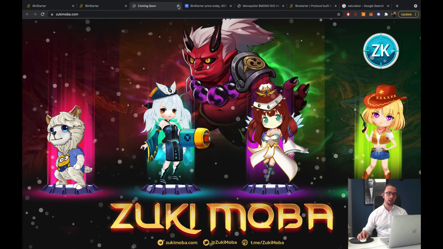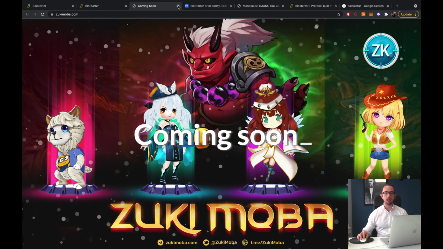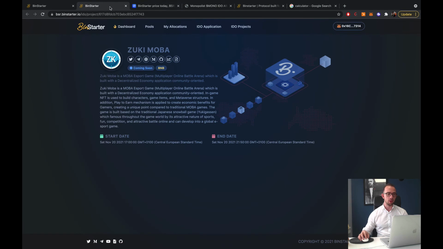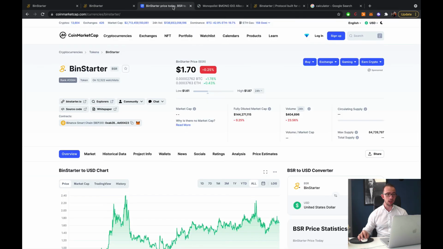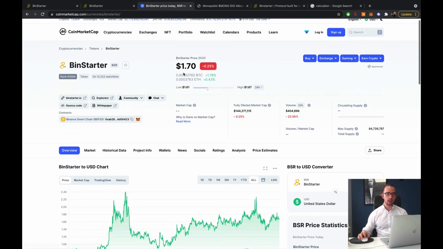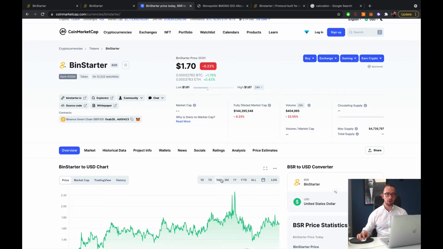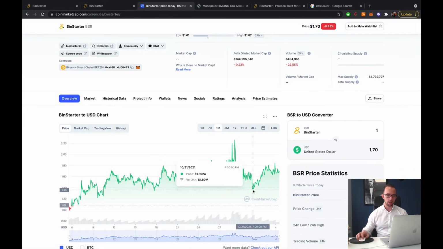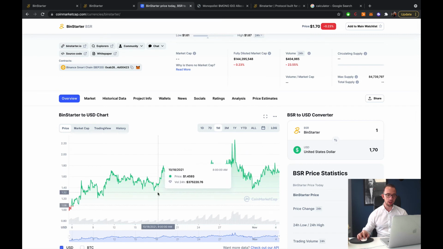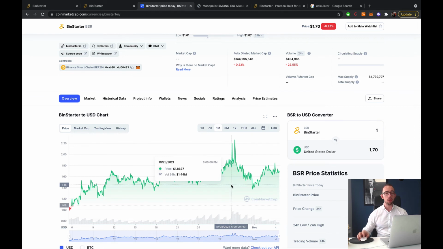I'm not a huge fan of projects just doing a quick cash grab, so I'm still looking to see if I'm going to participate in this. I have my 4,000 Binstarter right now. There are about 20 days until the project I want to participate in. I'm going to wait for the price to drop, which I think it will. If you look at the last month, there was a low here, 1.39. It has since recovered, but there are quite some lows, 1.37, and I'm going to be patient.